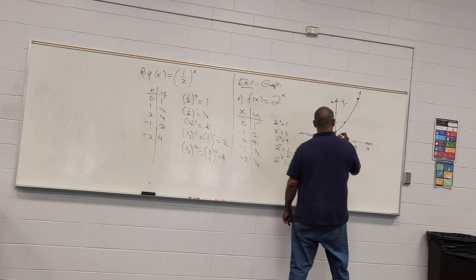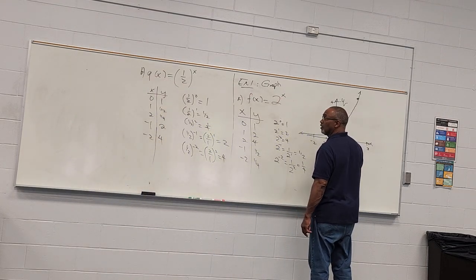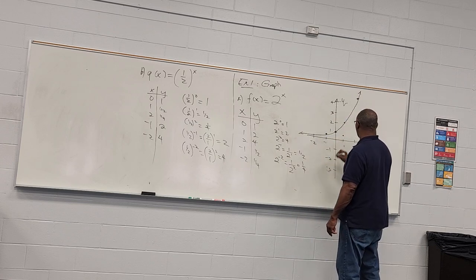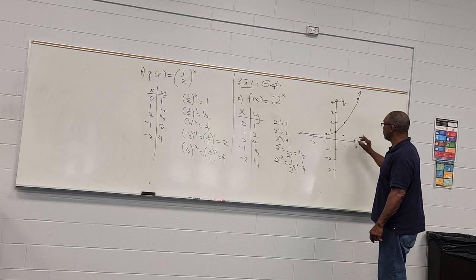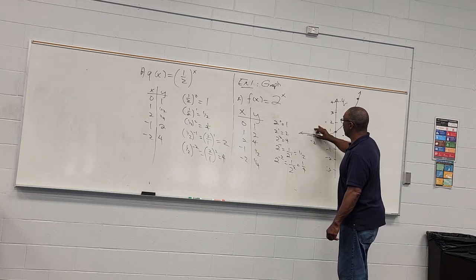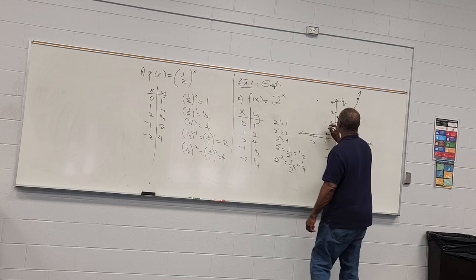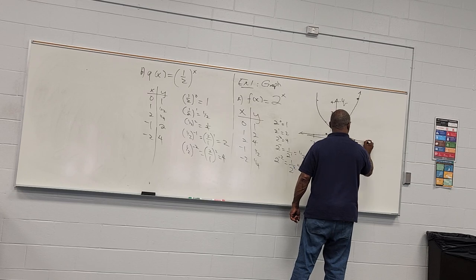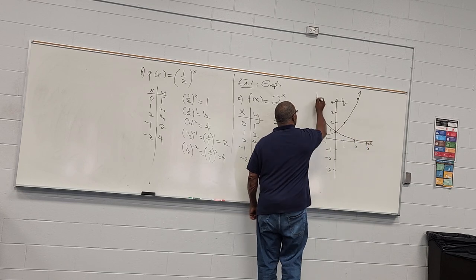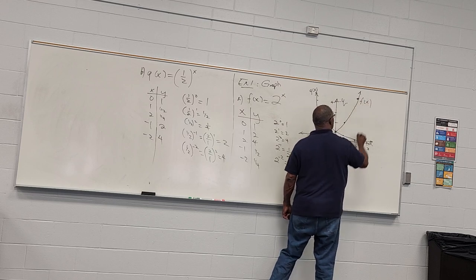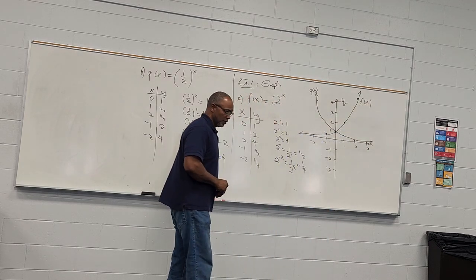All right, let's plot those points. 0, 1. That was right here, same point. 1, 1 half. 2, 1 fourth. Negative 1, 2. Negative 2, 4. So there's g of x. That's g of x. This was f of x. Okay?